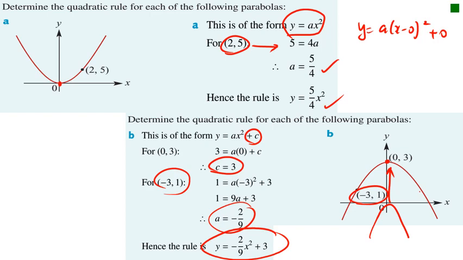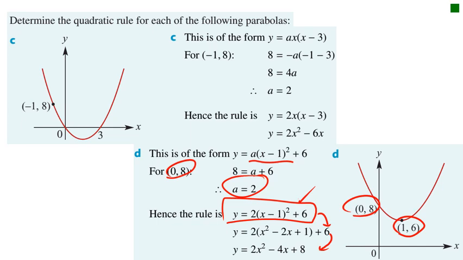Once we've got c is equal to 3, we need to use another point. So we've got that other point, (-3, 1). We're going to sub that straight into our rule, y is equal to ax squared plus c. And as you can see, once we sub it in, we just get a is equal to -2/9. Once again, reminder that once you've found out what a and c are equal to, you still need to write down a rule, and there's our rule there.